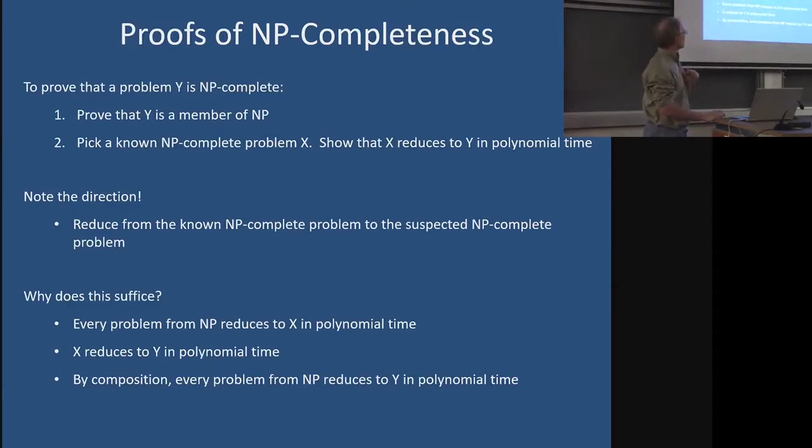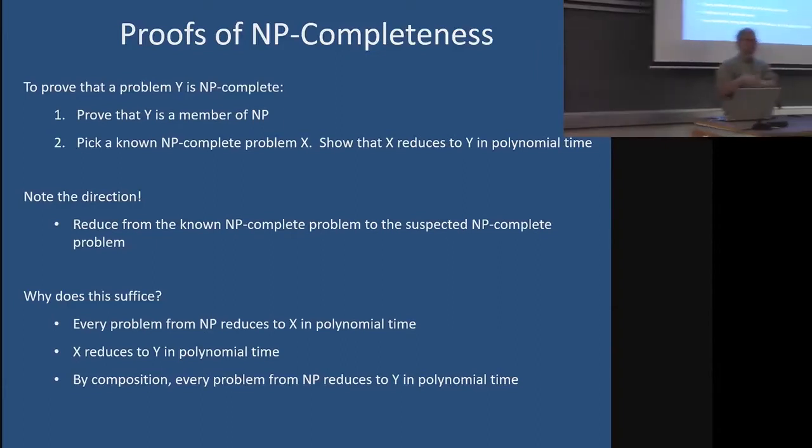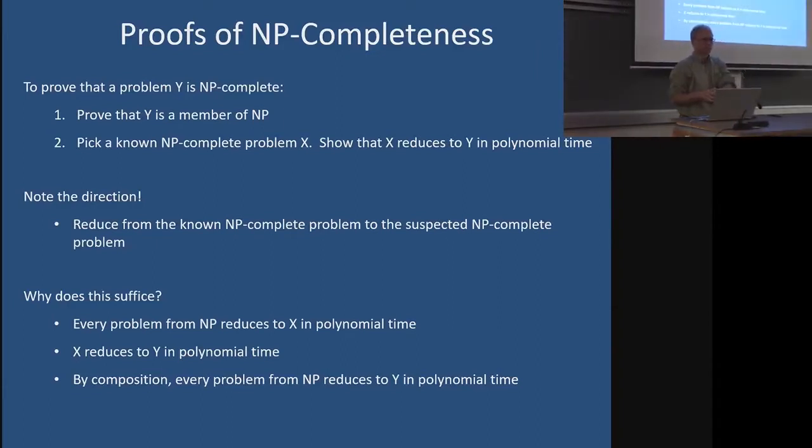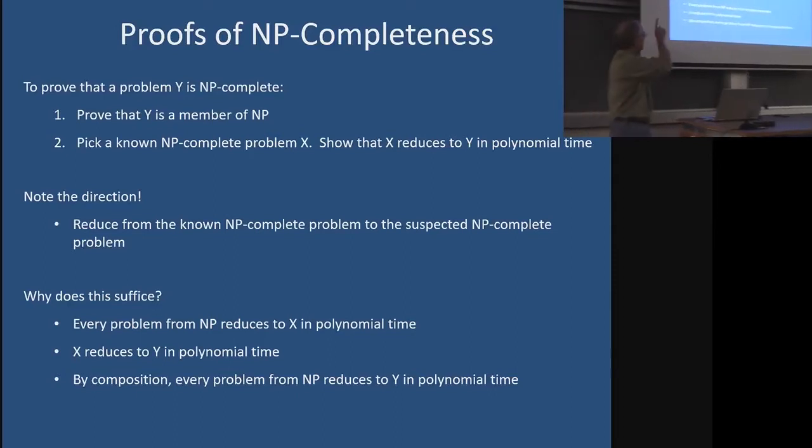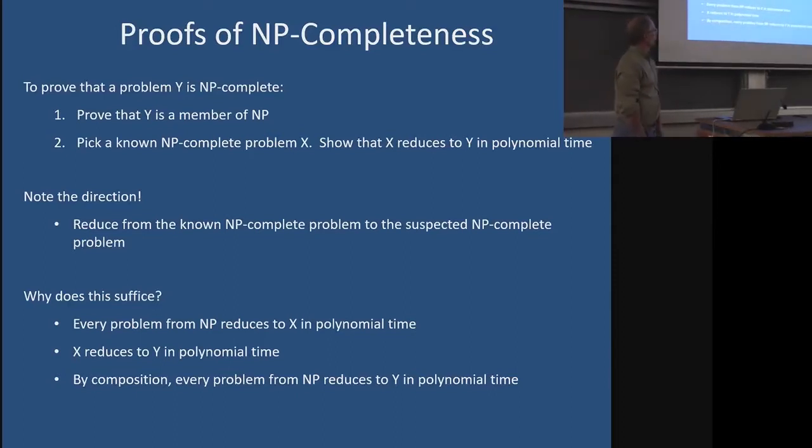And the reason that works is, what you really have to show in step 2 is that every problem in NP reduces to Y. That's a tall order, to prove an infinite number of problems reduce to Y. So instead, we take the shortcut. We just show that X, which is known to be NP-complete, reduces to Y. And the reason that works is every problem in NP reduces to X in polynomial time.